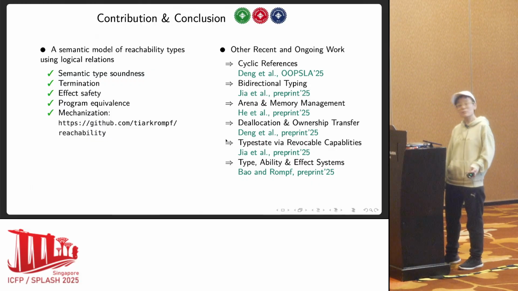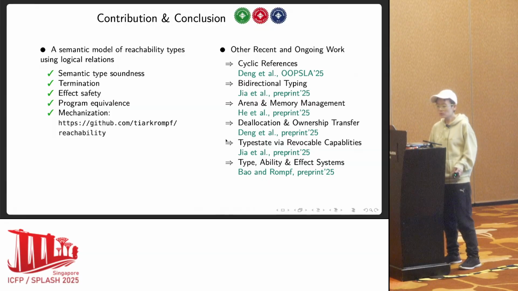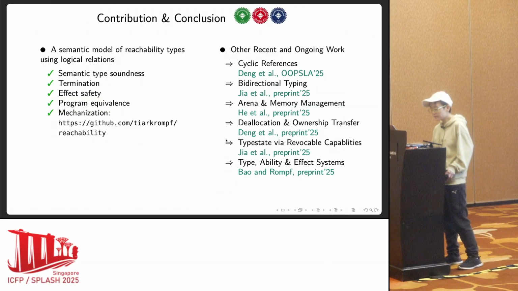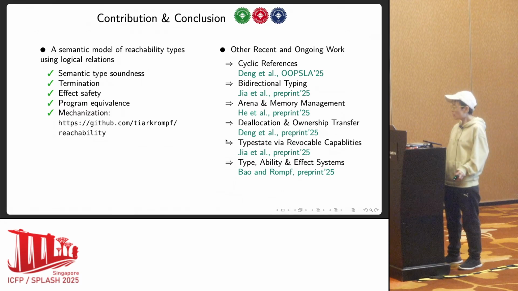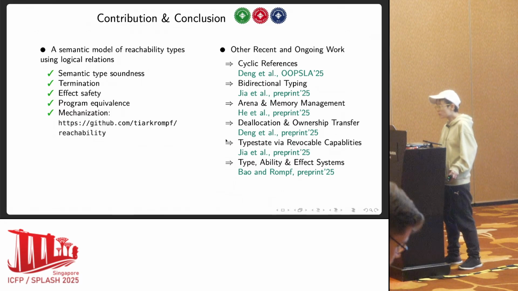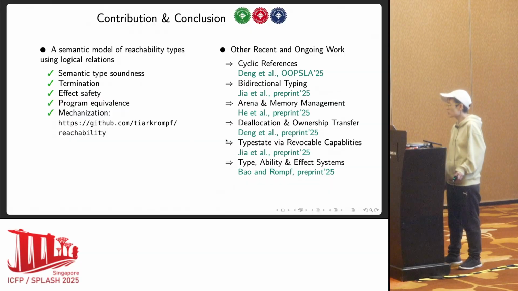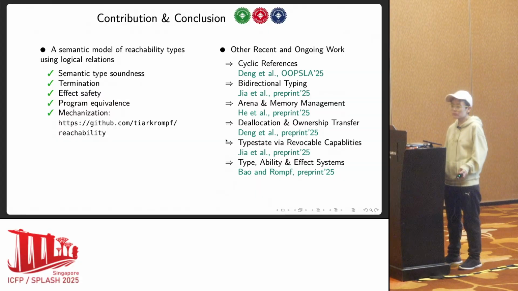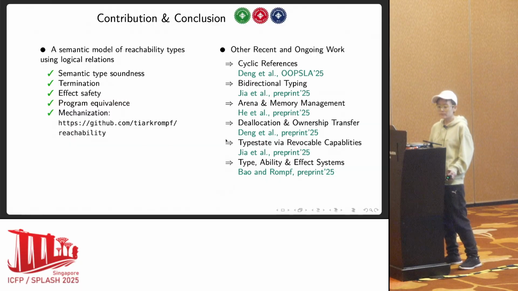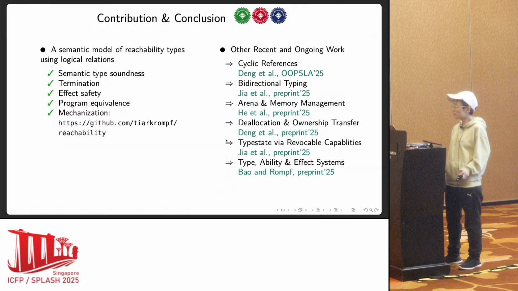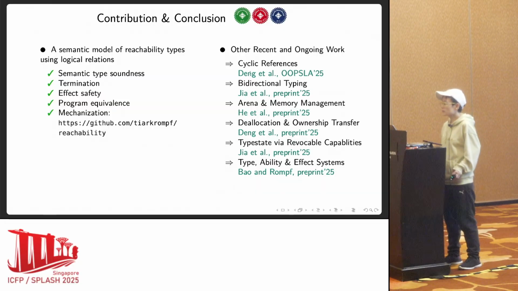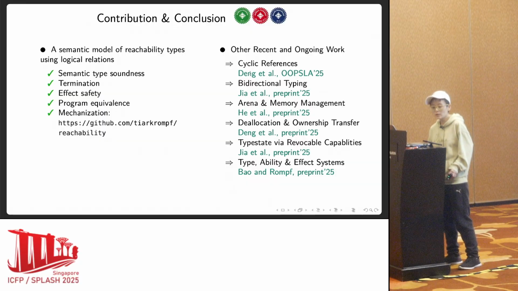As a summary, today we present our semantic model of reachability types. We define semantic type soundness, and we get termination, effect safety, and prove program equivalence. All the results have been proved in Coq and can be found online. Also, in reachability types we have some more recent results. In the paper, we have higher-order store references, but we can prove termination, which is kind of a surprise because we have some limitations in our type expressions. In the Dafny paper, we address this limitation to allow cycles.